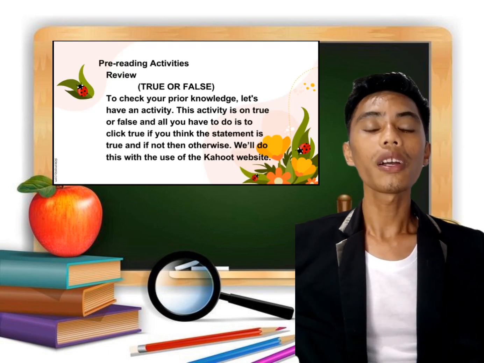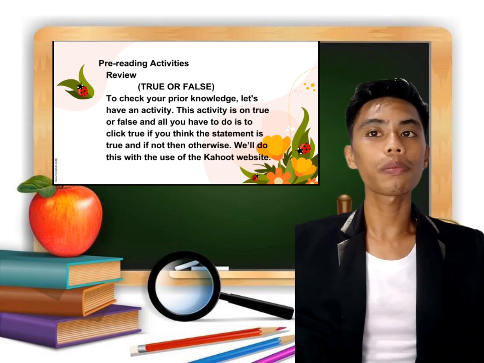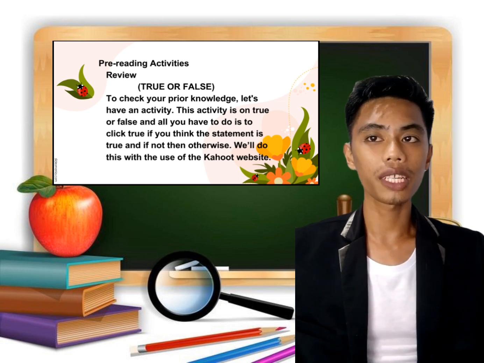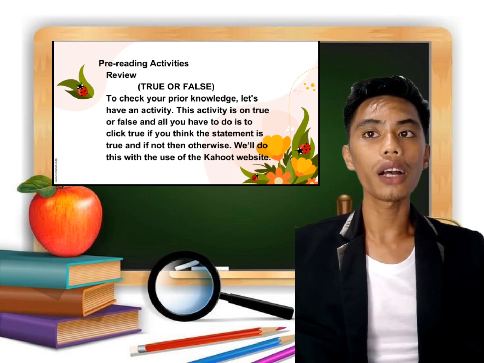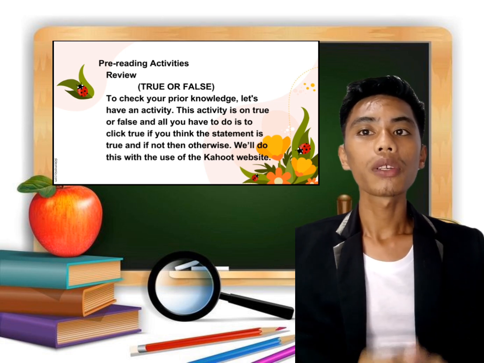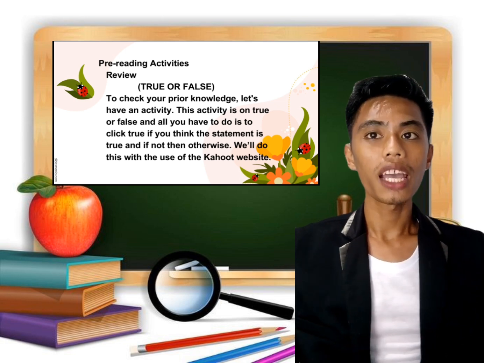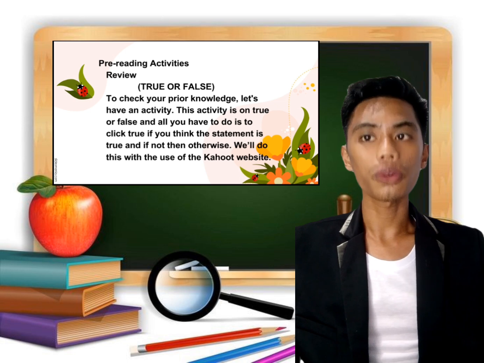Number 1, the review. This is what we call true or false. To check your prior knowledge about our previous lesson, let's have an activity first. All you have to do is click whether the statement is true or false. If you think the statement is true, click true, and if not, then otherwise.